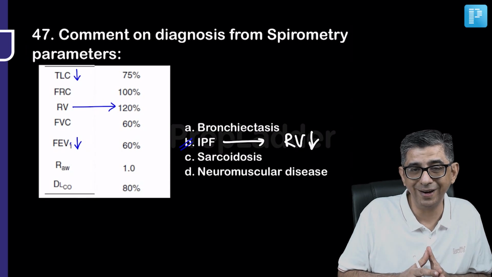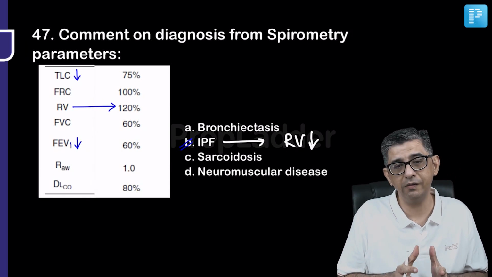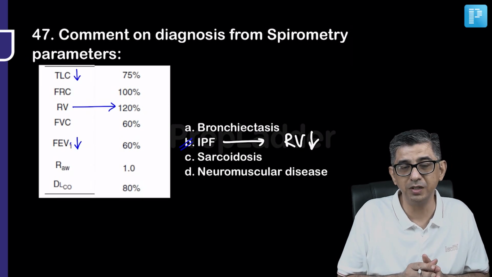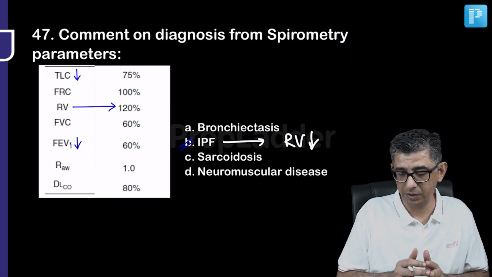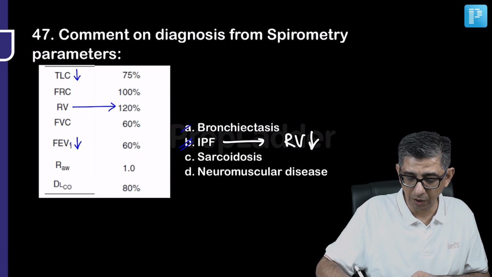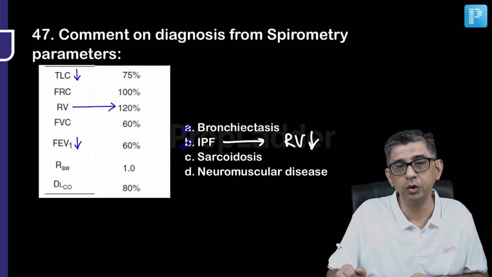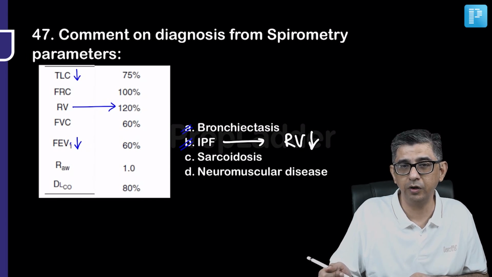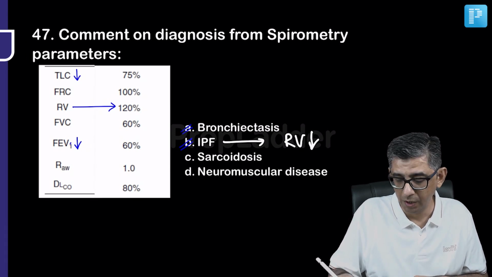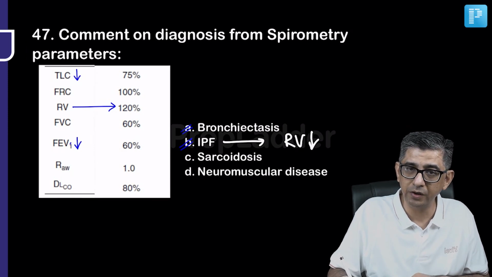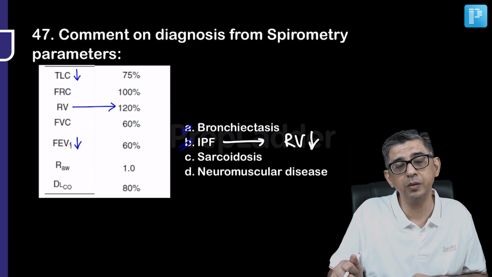Option number A, bronchiectasis, is an obstructive airway disease. In every obstructive airway disease, there can be air trapping, so TLC would be rather increased in the patient. So I'm ruling out option number A also, bronchiectasis. Why? Because total lung capacity would be normal to increased in obstructive airway disorders, because we have air trapping. We are left with sarcoidosis, which again causes a restrictive lung disease, and neuromuscular disease in the patient.